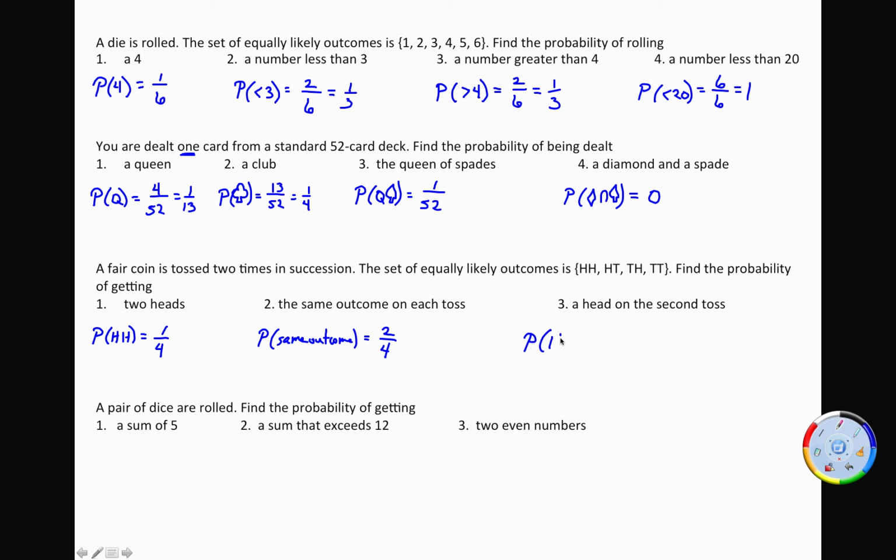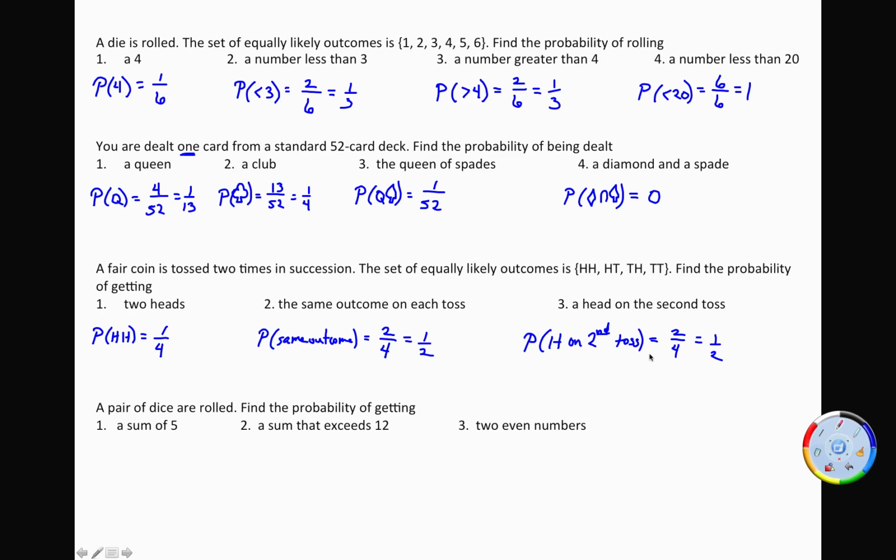Find the probability of getting heads on the second toss. So I just have to count how many ways can that happen. Here's one and here's one. 2 ways out of 4. And don't forget, it always goes without saying, you have to simplify those fractions.